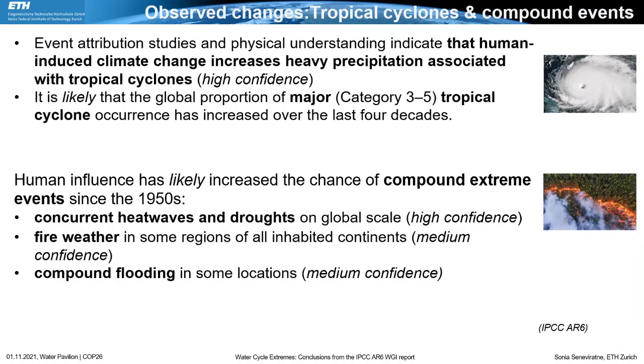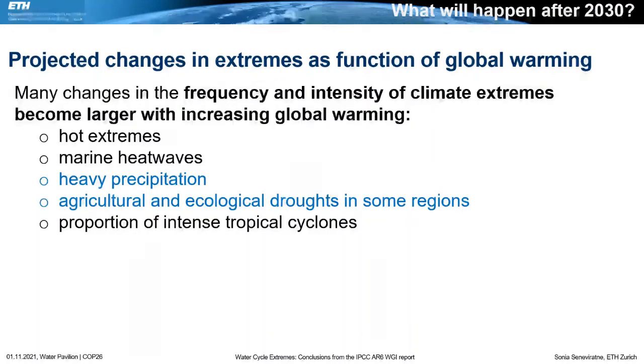Human influence has likely increased the chance of compound extreme events since the 1950s. So we have an increased occurrence of concurrent heat waves and droughts on global scale. We have also an increase in fire weather in some regions of all inhabited continents, and compound flooding has increased in some locations.